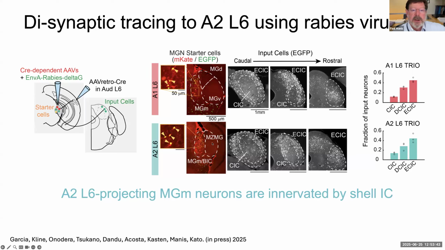And if you look in the inferior colliculus, which are the input cells to these parts of the geniculate, you see in the external cortex of the colliculus, as well as in the dorsal cortex of the colliculus, that there are cells that are providing input to this region, whereas the central region of the inferior colliculus is much less labeled. This is summarized quantitatively here for a different set of experiments. In both cases, for A1 and A2, the layer 6 input ultimately seems to come through the external cortex of the inferior colliculus. So these neurons are innervated by the shell portion of the inferior colliculus.